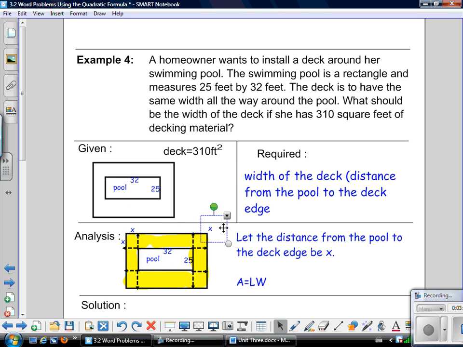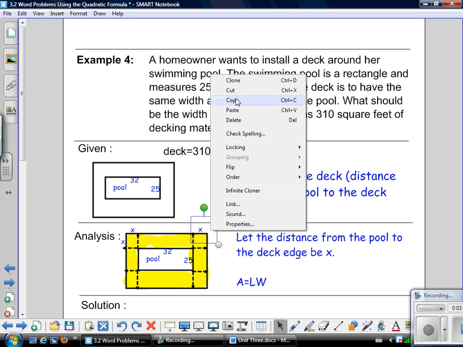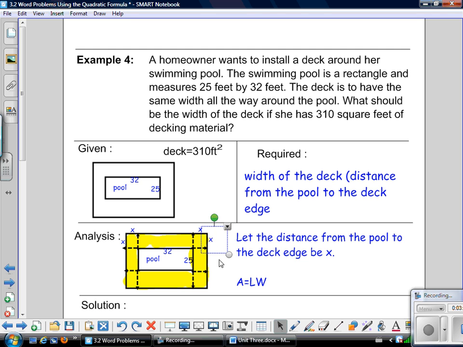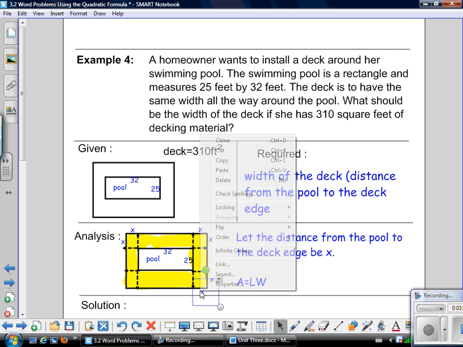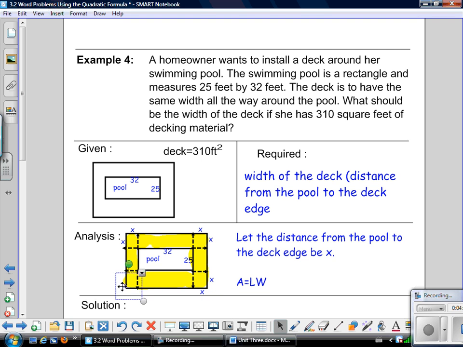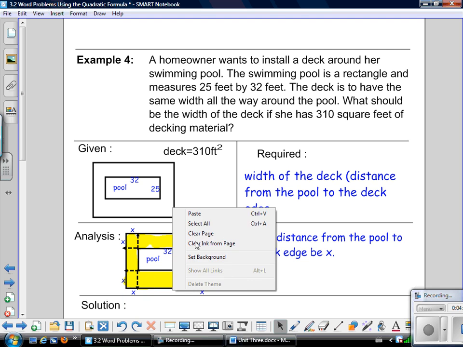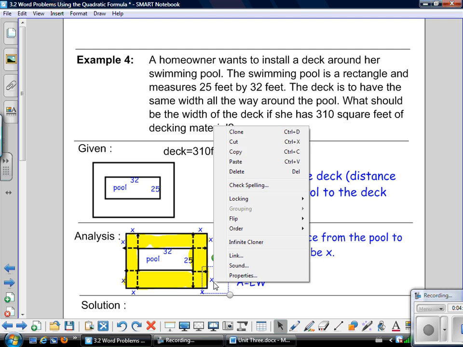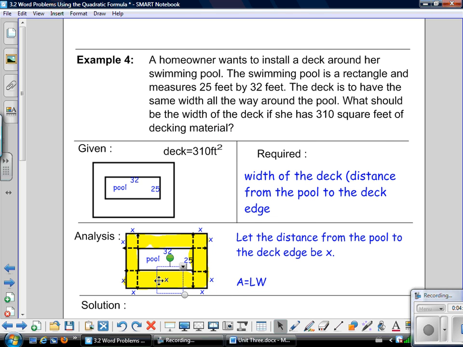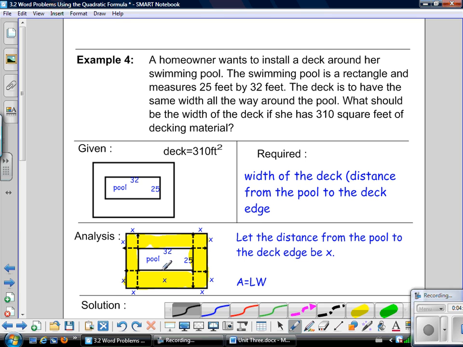And the reason I'm putting it in all places is it might be easier for us to figure out what we need to do to find that yellow area. And I'm almost finished cloning X's everywhere. So there's X's everywhere. We also know, again, that the distance in here also is our X value all the way around.